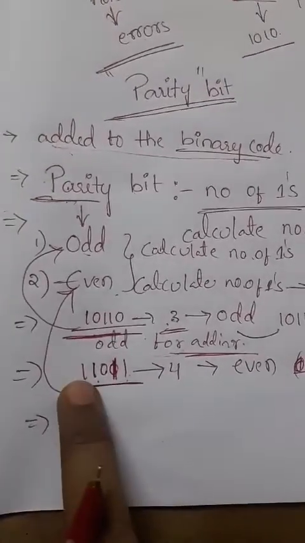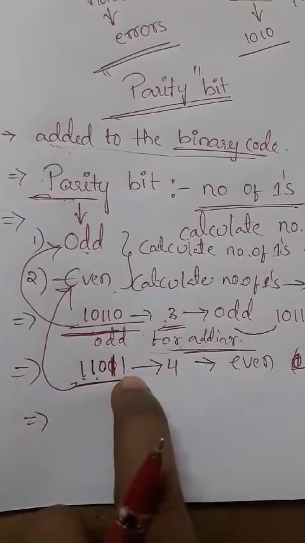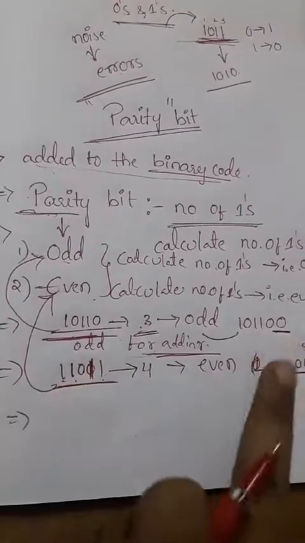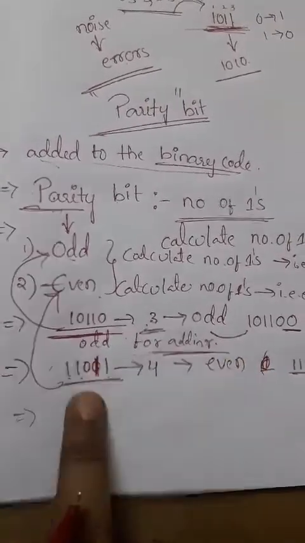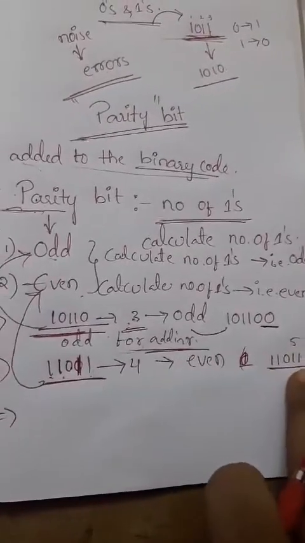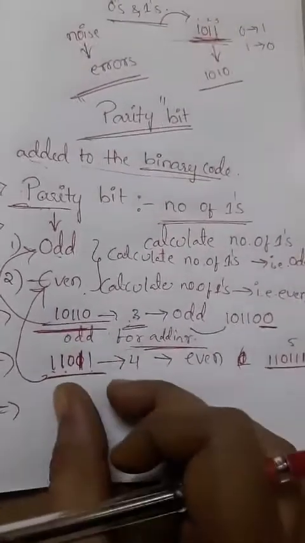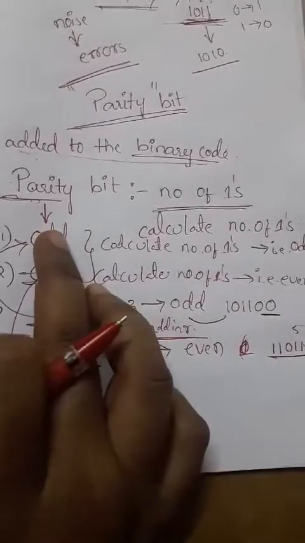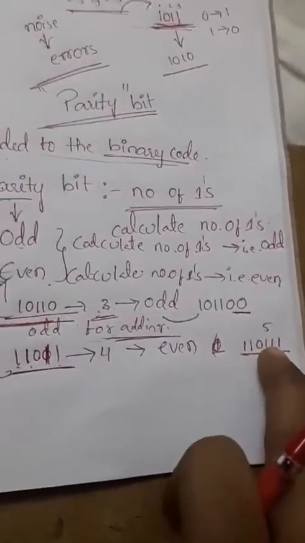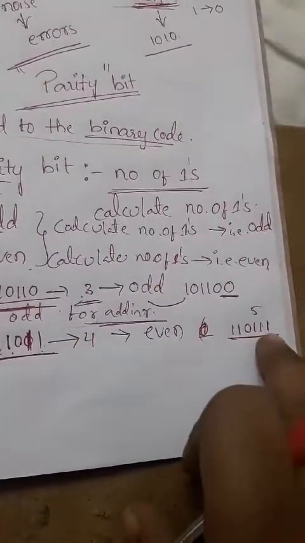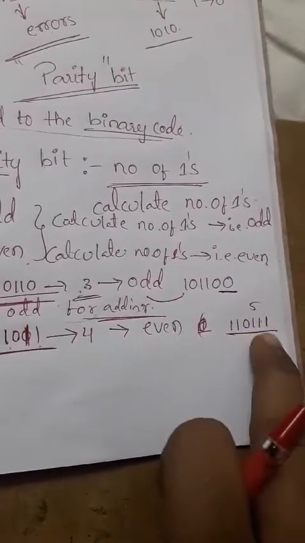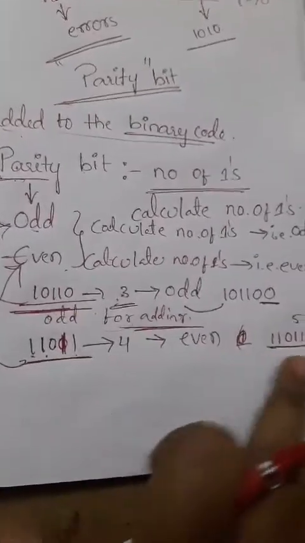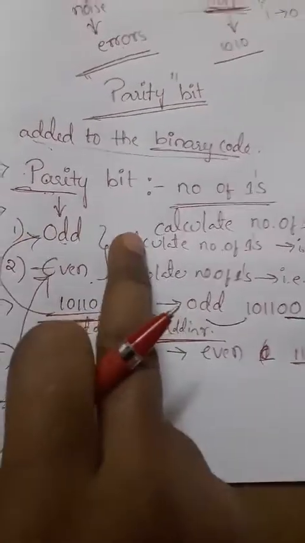Like that, here the number of ones is 4. So this belongs to even parity, but to make it odd parity, you can add a 1. Whatever number you have in even parity, if you need to convert that code to odd parity, you add one more 1. Then automatically the number of ones changes to an odd number, and we can represent that binary code as odd parity.